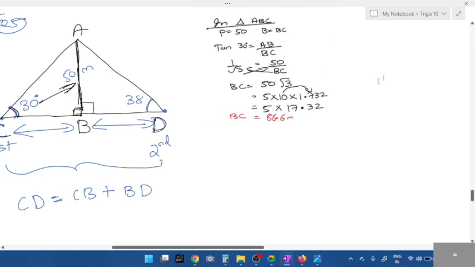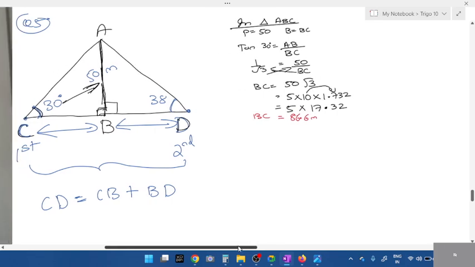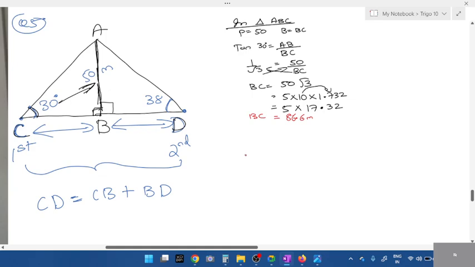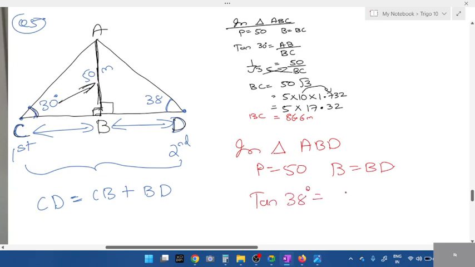This is how it should be. Draw a diagram. Do it neatly. It is for 3 marks. Then write triangle ABD. In triangle ABD, for angle 38 degrees, perpendicular is equal to 50, base is equal to BD. Therefore, we use the tan concept. Tan 38 is equal to 50 divided by BD.